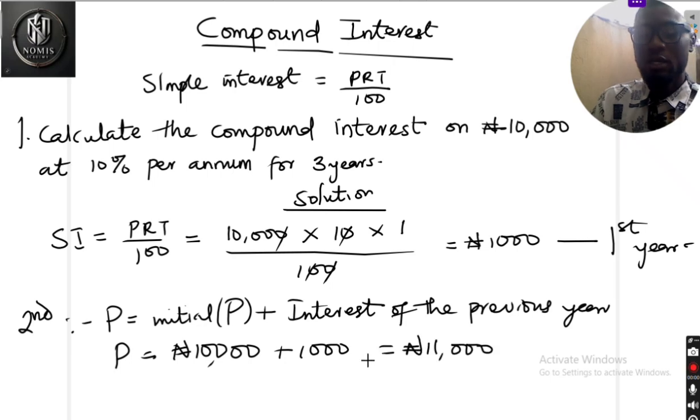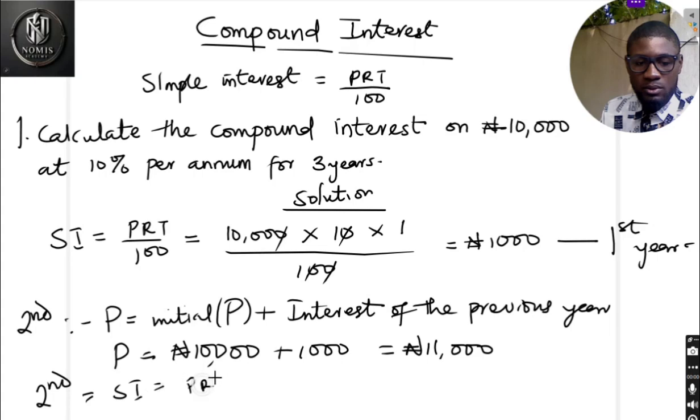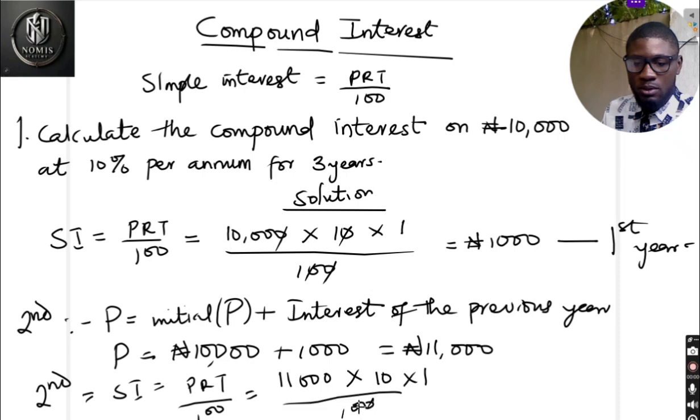So for the second year, the simple interest PRT over 100. The principal now is 11,000 multiplied by the rate, still 10, multiplied by 1, all over 100. 0 cancels 0, 0 cancels 0. I'm left with 1100 multiplied by 1, so it remains 1100. So for the second year, the interest earned was 1100.